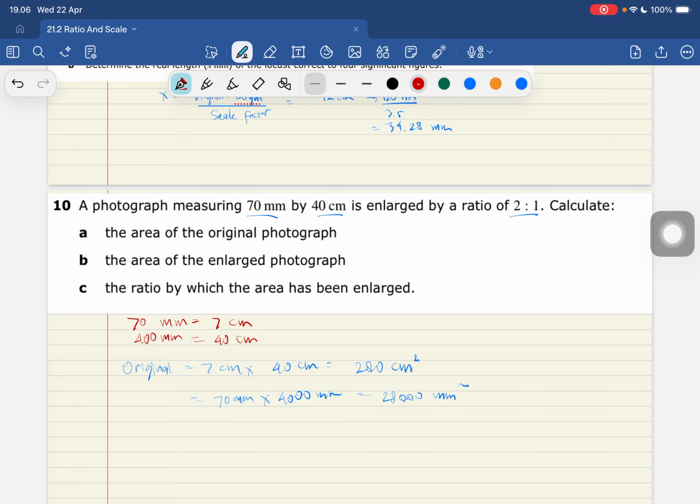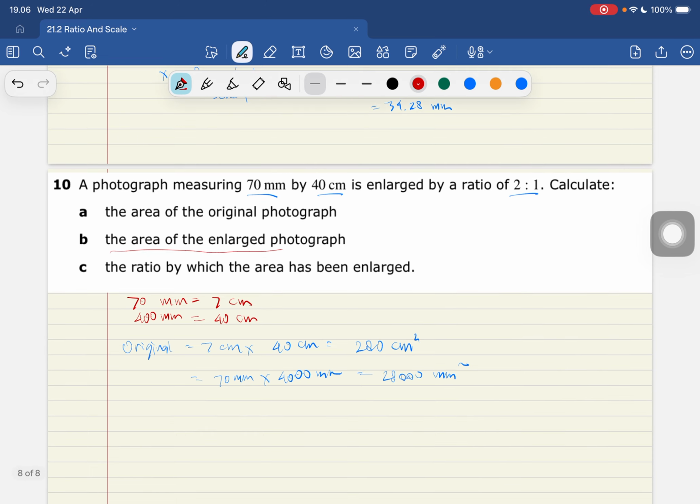Next, we need to find the area of the enlarged photograph. So this is 2 to 1, so we can just multiply by 2. This is A, this is B. Let's make it centimeter. New width, we got 7 centimeter multiplied by 2, so we got 14 centimeter. And for the new length, 40 centimeter multiplied by 2, so we got 80 centimeter.